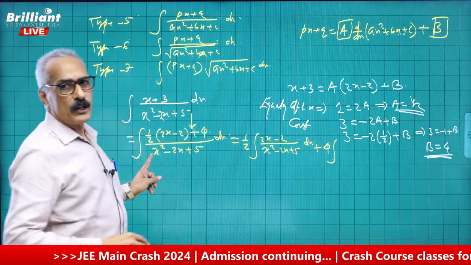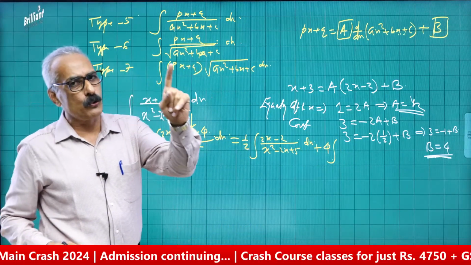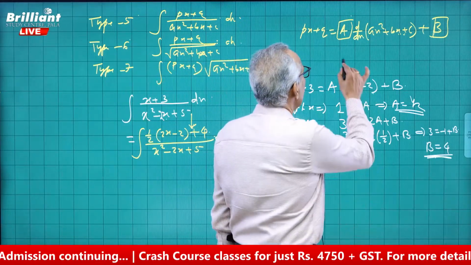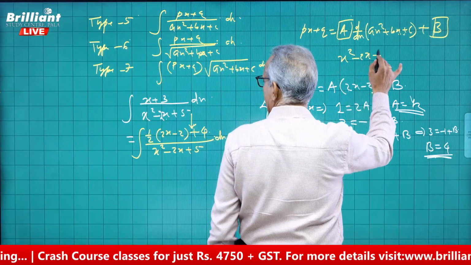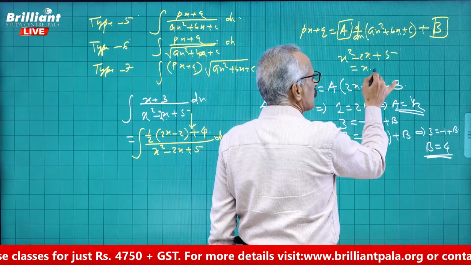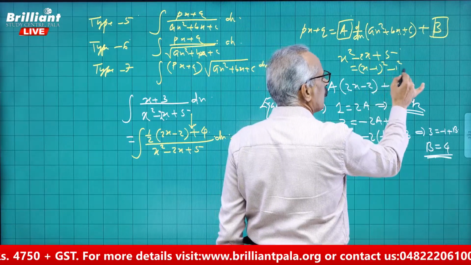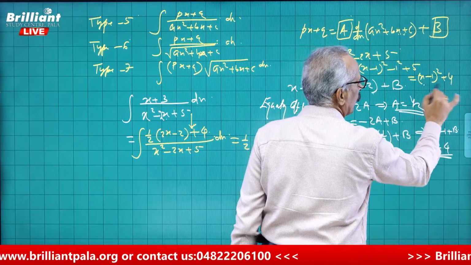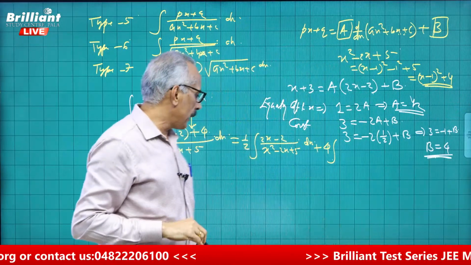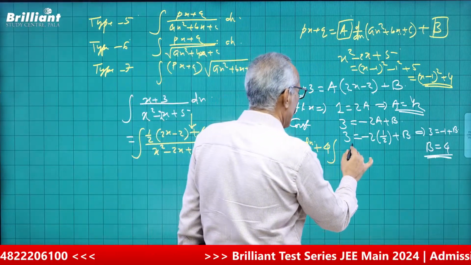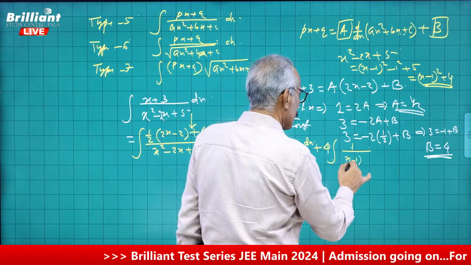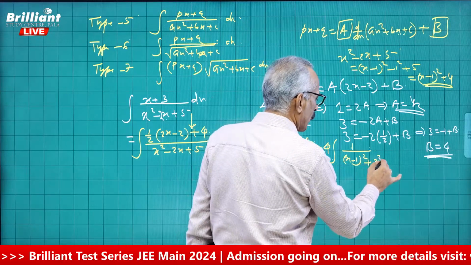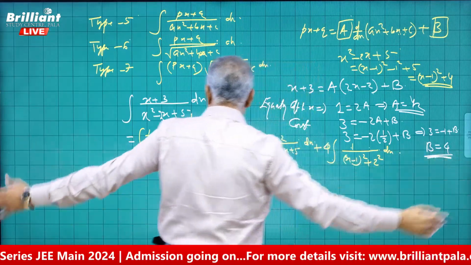integral. 4 into the integral of second degree, type number 2, 3, 4. So, your x square minus 2x plus 5 will be written as x minus 1 the whole square minus 1 square plus 5. That is x minus 1 the whole square plus 4. So this is equal to 1 divided by x minus 1 the whole square plus 2 square dx.